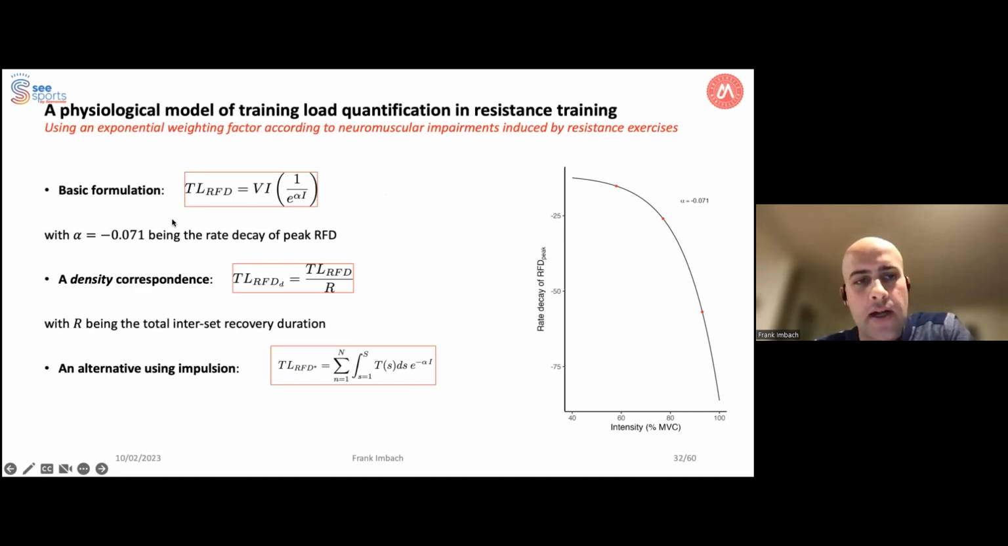The first alternative is a density correspondence, as Barston did in 2017, in which, as you see here, we divided the training load RFD by R, which is the total inter-set recovery duration. And the last alternative, using impulsion, is just another way to tackle the volume and intensity parameters with a measure of impulsion.